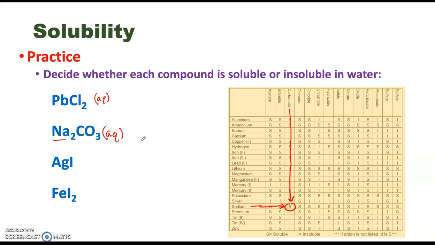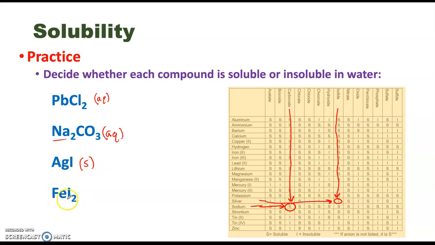Okay, so hopefully you had a chance to do those and see if you're correct. Let's go to silver iodide. Silver is here, iodide is here, so we drop down from silver and then go over, and that one is insoluble, meaning it does not dissolve. So we put a little S because that one will be a solid in a reaction. If we're running a reaction in water, it will precipitate out as a solid.